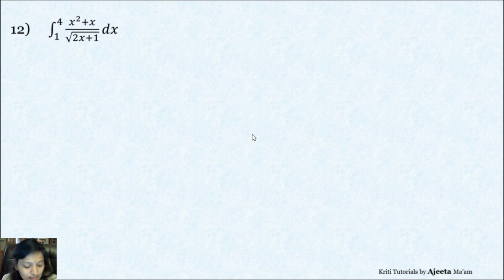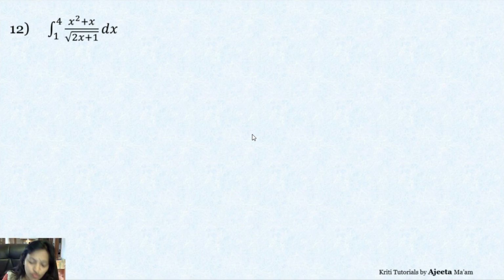Now let's do the next. Now let's take the next question. So it's limits from 1 to 4, x square plus x upon root of 2x plus 1 whole square. Root of 2x plus 1, right? Root is there with the entire term. Now how will you do it? The degree is greater for the numerator than the denominator. Now for these type of questions, we have to just start and change the values in terms of the other variable.